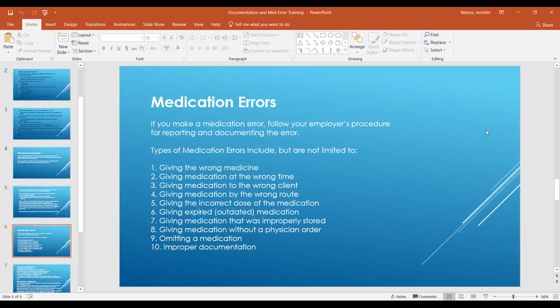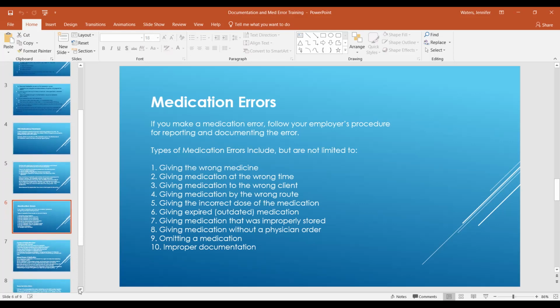Some of the reasons for medication errors are giving the wrong medicine, giving the medication at the wrong time, to the wrong person, by the wrong route, or giving the incorrect dose of the medication, giving expired or outdated medication, giving medication that was improperly stored, giving the medication without a physician order, omitting a medication, or improper documentation. Those are all reasons that medication errors are done.